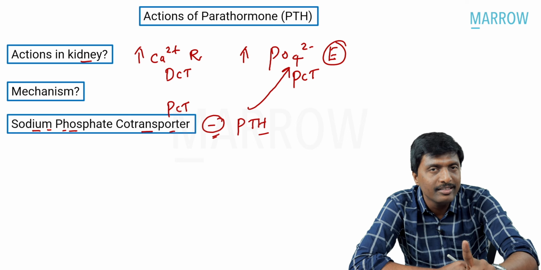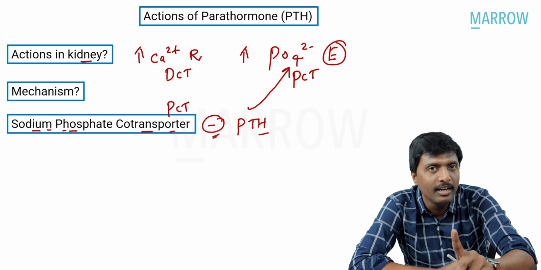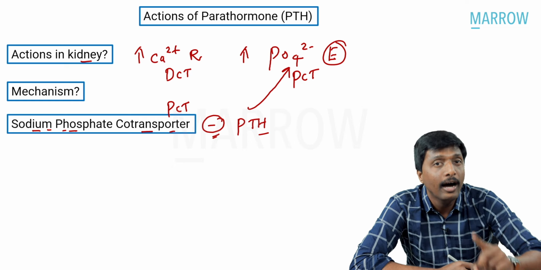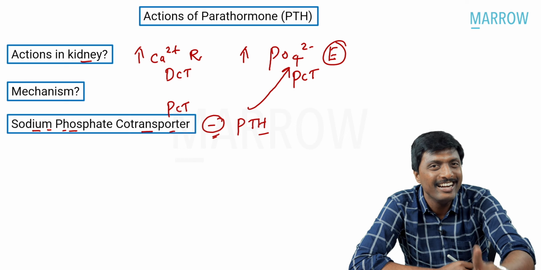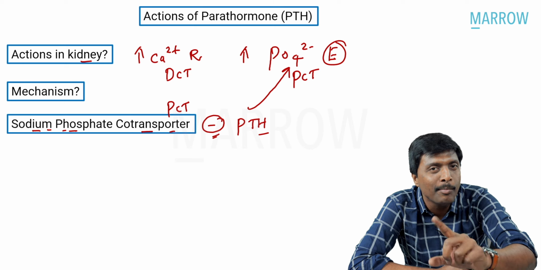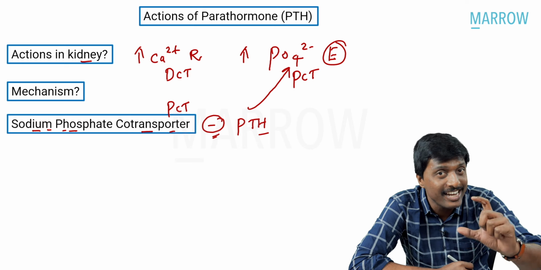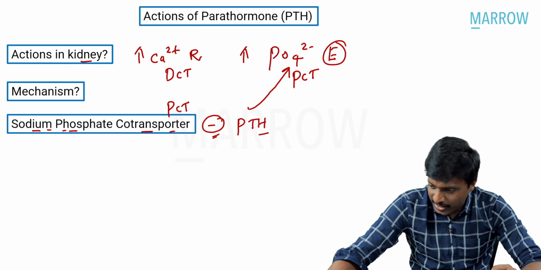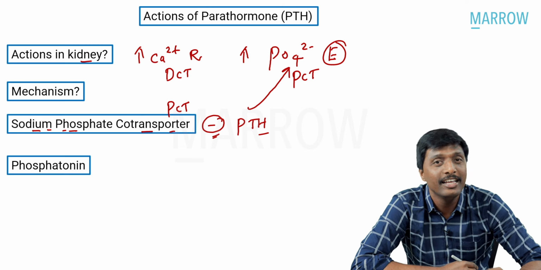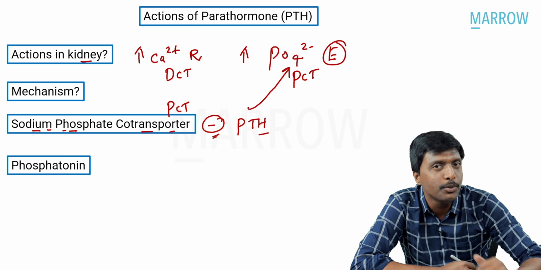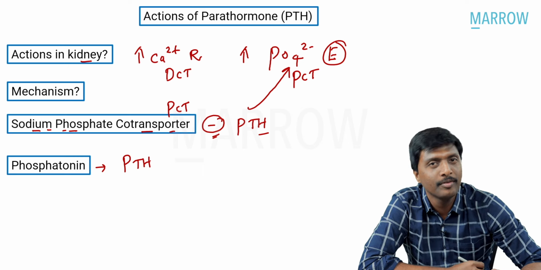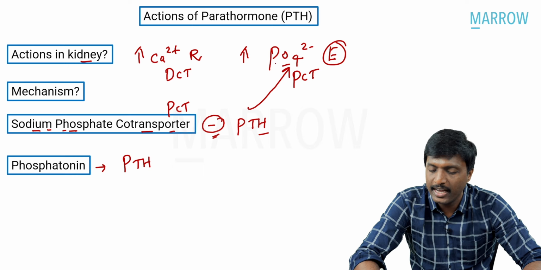A hormone that decreases calcium is called calcitonin. Yes, sir. In the same token, you can say a hormone that decreases serum phosphate levels. Which hormone is decreasing serum phosphate levels? Our parathormone. That is why this is called phosphatonin. Decreasing calcium means calcitonin. Decreasing phosphate in serum means phosphatonin. Which is the physiological phosphatonin? The answer is parathormone. So parathormone is causing phosphate excretion.